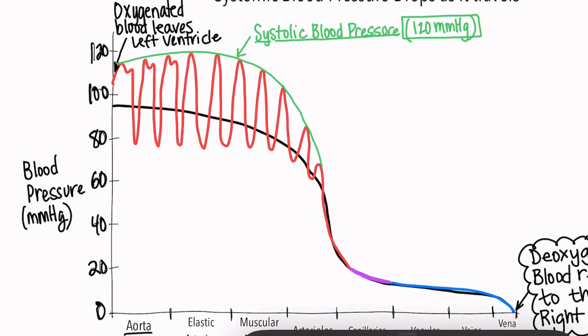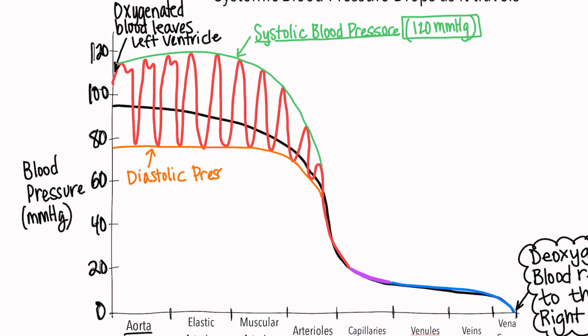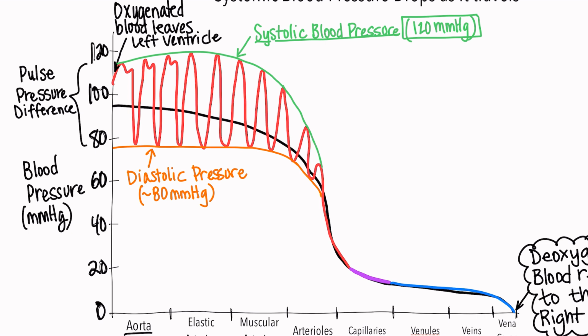Now I'm going to use an orange to show you the diastolic. So you can go along the bottom like this. And then notice that it becomes the same as systolic by the time it's in the arterioles. So that's diastolic pressure. And it's usually about 80 millimeters of mercury. The difference between the systolic and the diastolic pressure is what we call pulse pressure. And it's the difference. And so it's usually going to be about 40. So you see 120 minus 80 is 40.